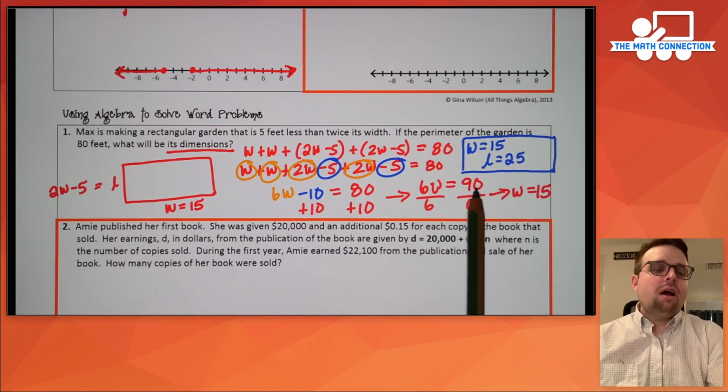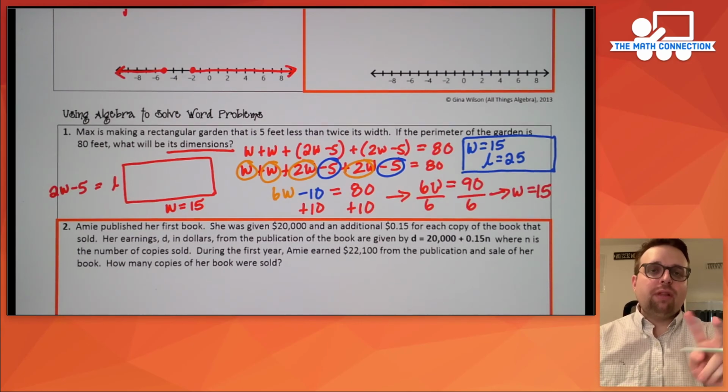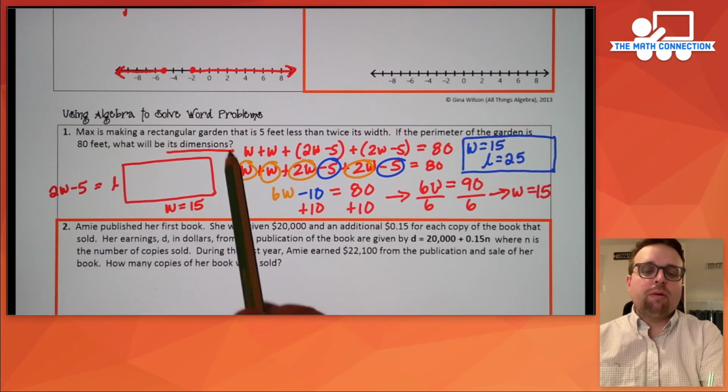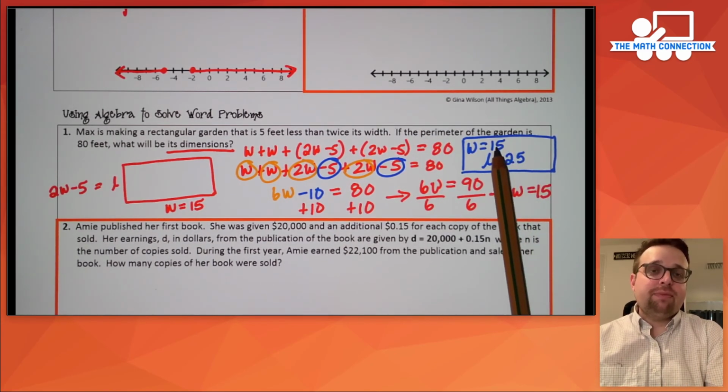You can also double check your answer if you want to, just to make sure that it's logical. So if I have 2 L's and 2 W's, so 2 lengths and 2 widths, that's going to be the whole perimeter, and it should add up to 80. So 25 and 25 is 50, and 15 and 15 is 30, and 50 plus 30 is 80, and that's how we know our answer is right.